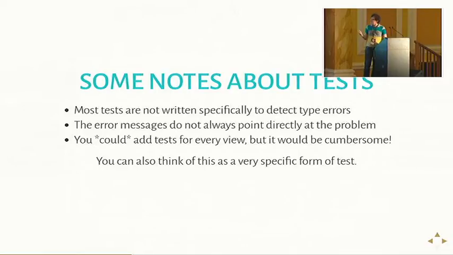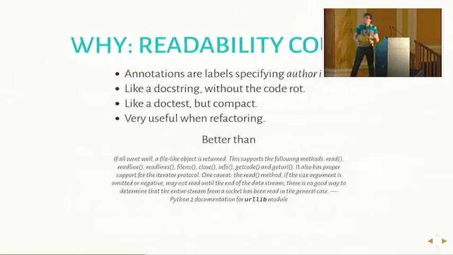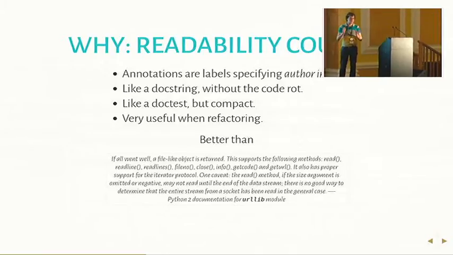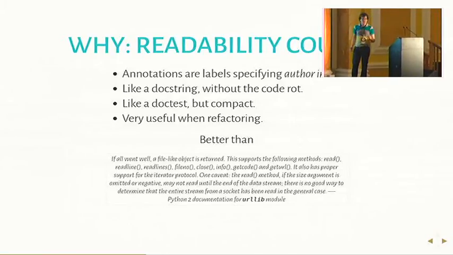So if checking is not the real reason or the most important reason, which one is it? The most important reason is readability. Annotations are labels that you put in your code that specify the author intent. The author of the code was thinking about some specific use for this argument, for this function, and annotations allow you to specify and communicate that.